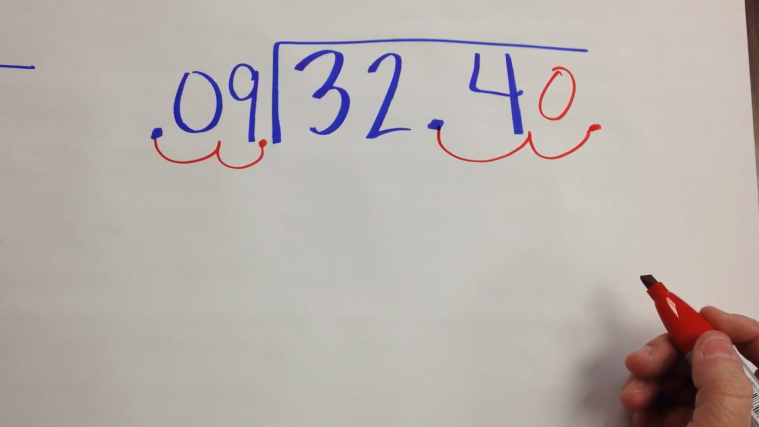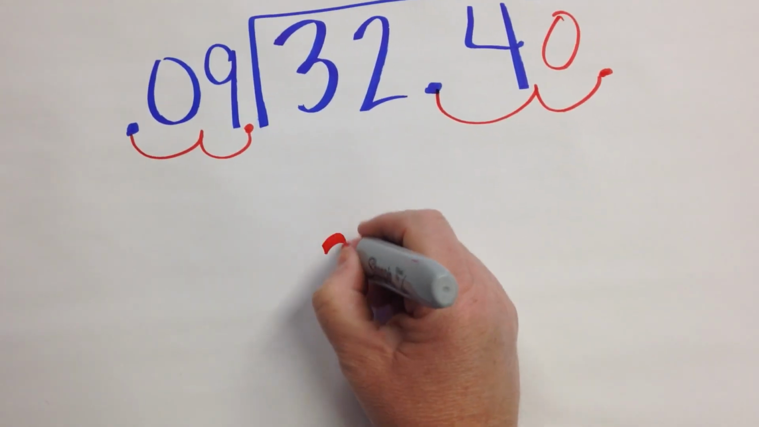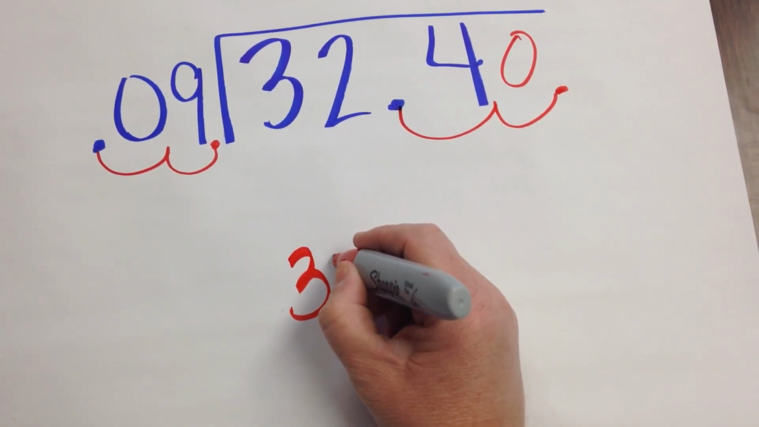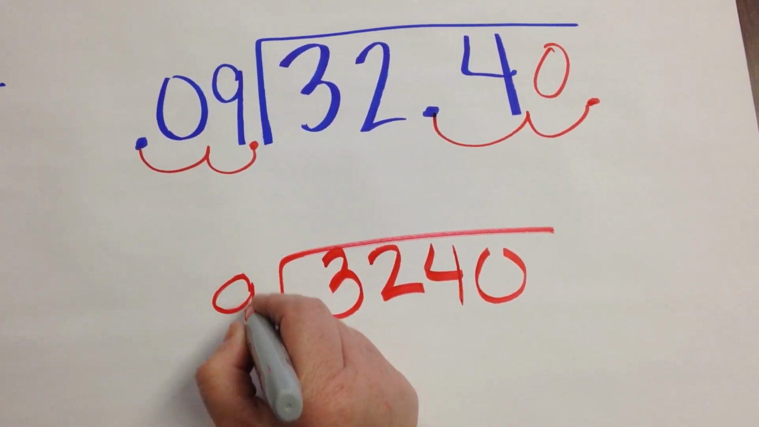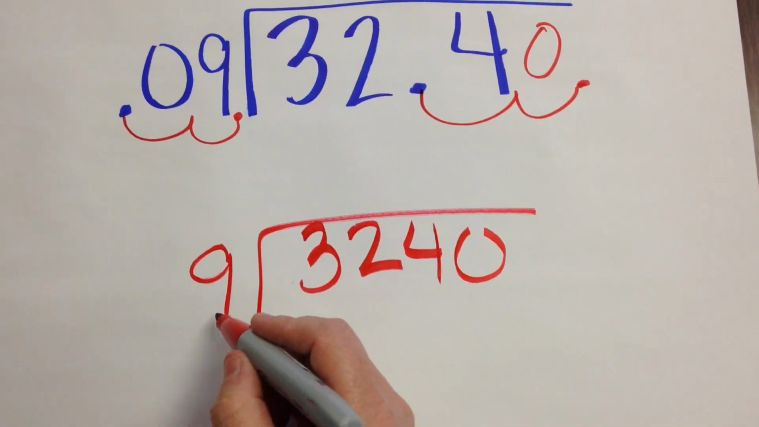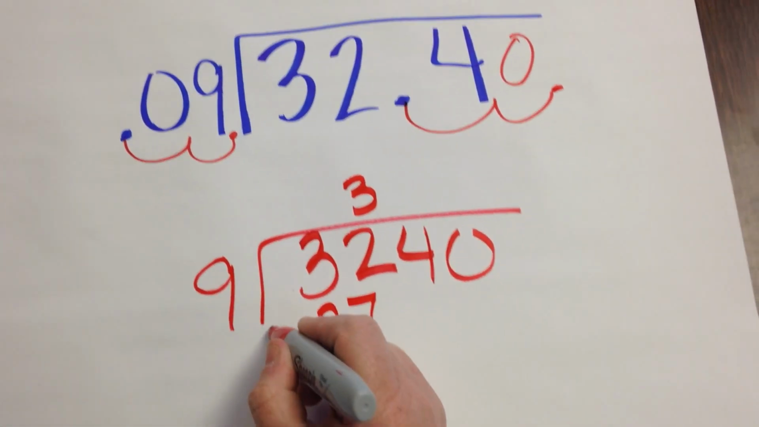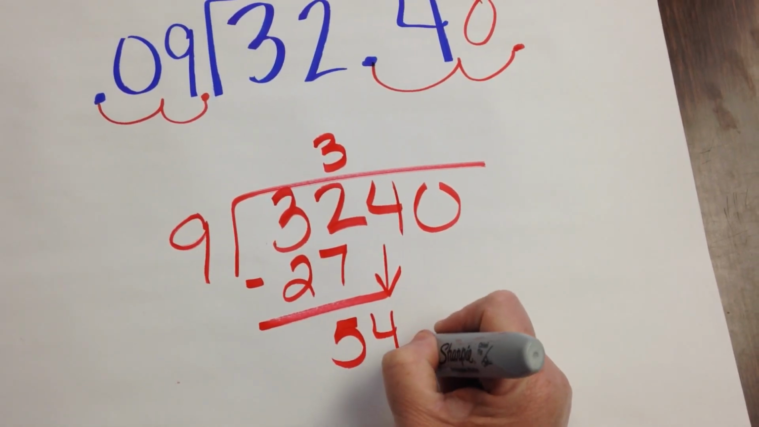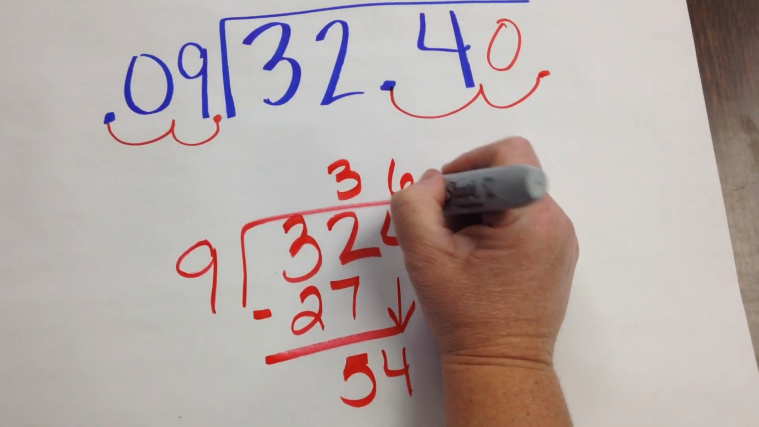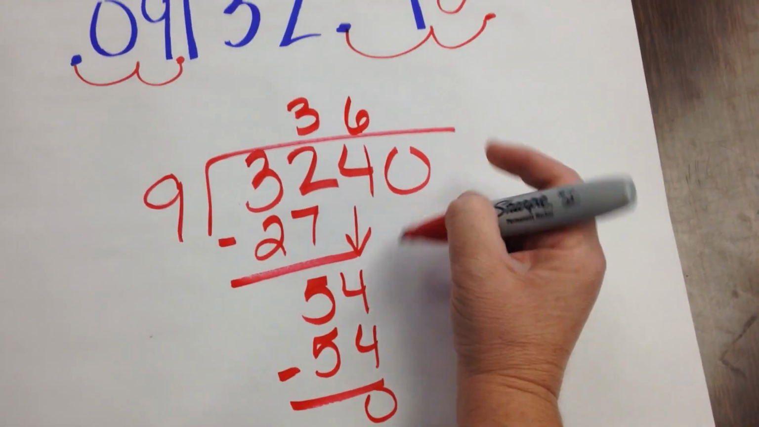Now, typically, it's best to rewrite the problem because that gets a little bit messy. So, 3,240 divided by 9. Then it's just a regular division problem. 9 times 3 is 27. Now we'll subtract and get a 5 and bring down your 4. 9 times 6 is 54. I subtract and get a 0, but I'm not done.